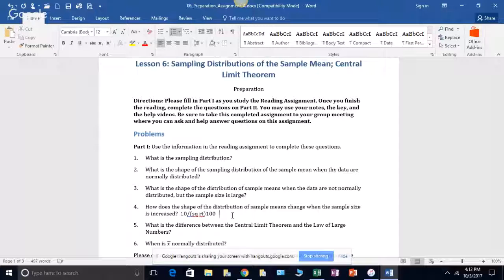So 10 over becomes 1. But I don't understand this. It doesn't make sense now, because if I increase the sample size, let's move it to 1,000. Let's just make it 144. So 10 divided by the square root.